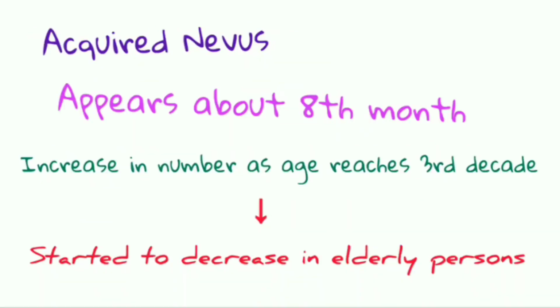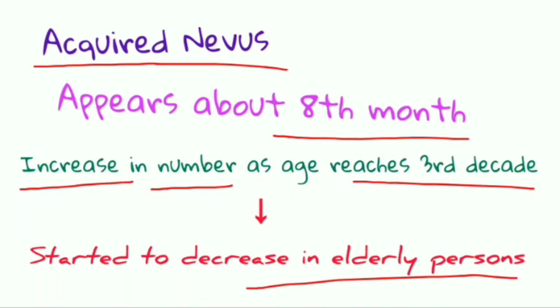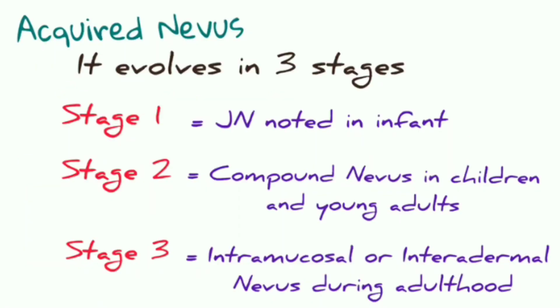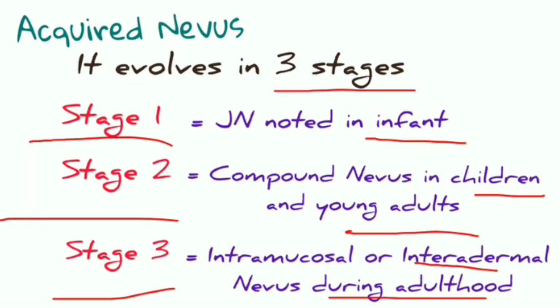Now let's see what is acquired nevus. It appears about 8 months after birth. After that it increases in number until the age reaches the third decade of life. After that it starts to decrease in elderly persons. This acquired nevus evolves in 3 stages. Stage 1, when the junctional nevus is noted in the infant. Stage 2, when the compound nevus is seen in children and young adults, while in stage 3, intramucosal or intradermal nevus is seen during adulthood. So these are the stages of evolution of acquired nevus.